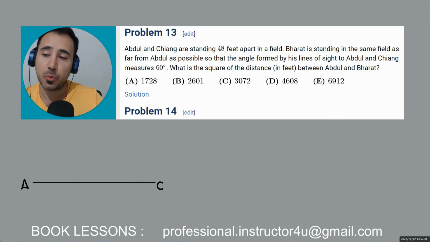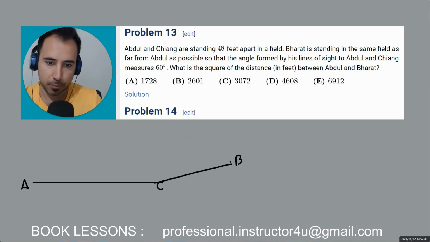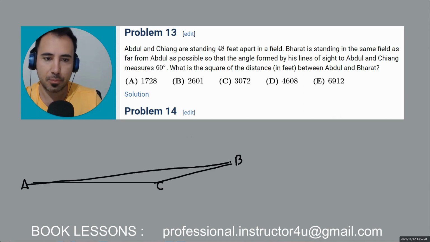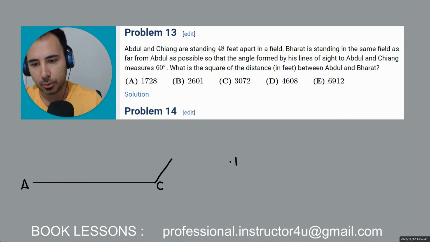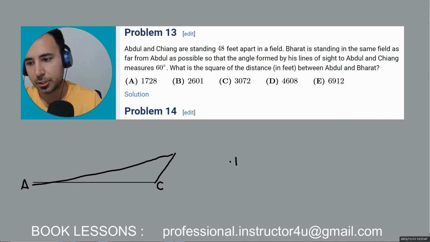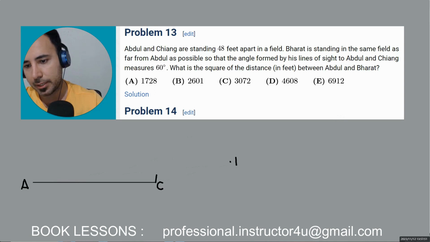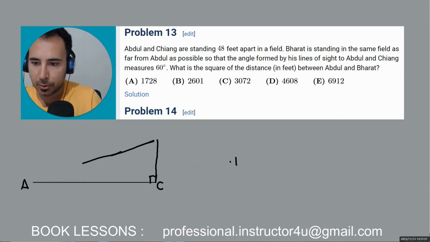Because it says we want it to be as far away as A. So you see, if we put B this way, the angle would be really sharp. This would not be a 60-degree angle. So as you come closer to A, this angle starts to increase and gets larger. And when this is 90 degrees, this would be the angle that we're looking for.